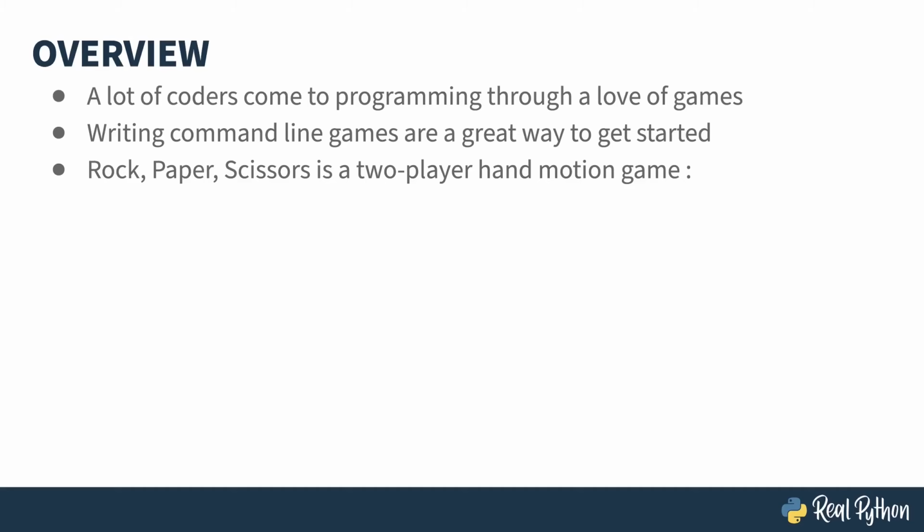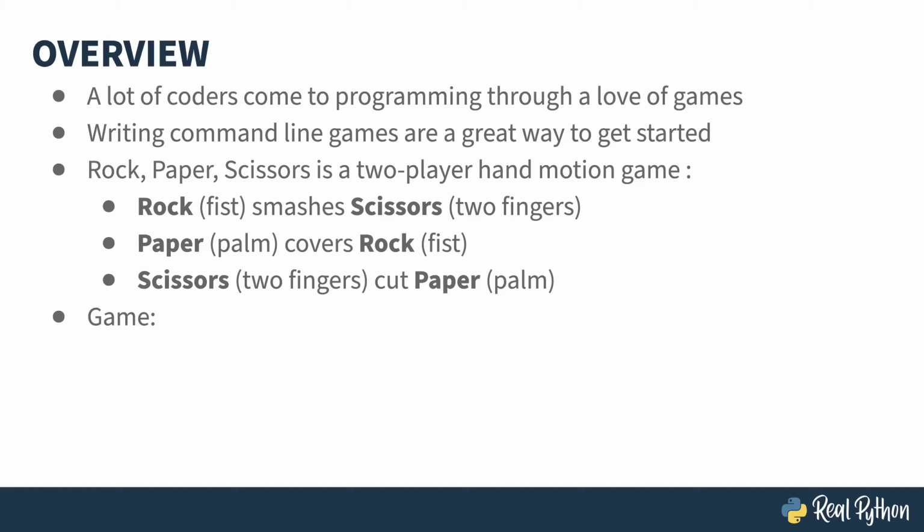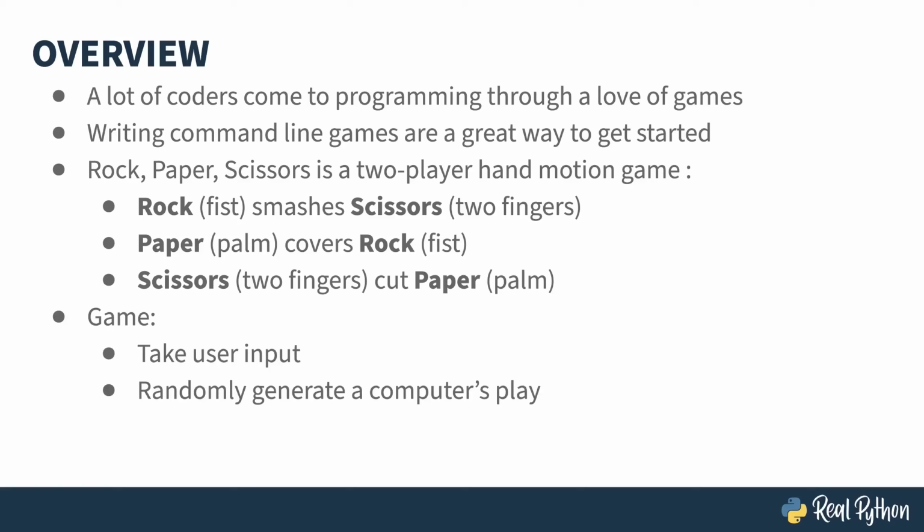The choices are: make a fist to show a rock, rock smashes scissors; make a palm to show paper, paper covers rock; or show 2 fingers, careful where you're pointing those in Britain, to make the scissors. Scissors cut paper. To build a text-based version of this game, you'll need to take user input, randomly choose a computer's throw, and compare who won.